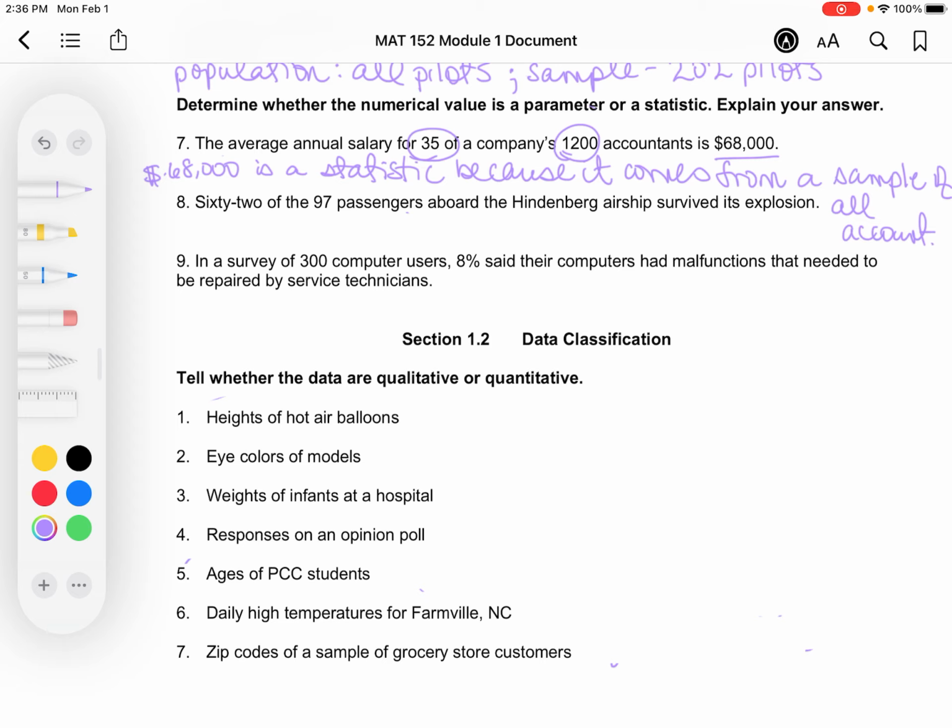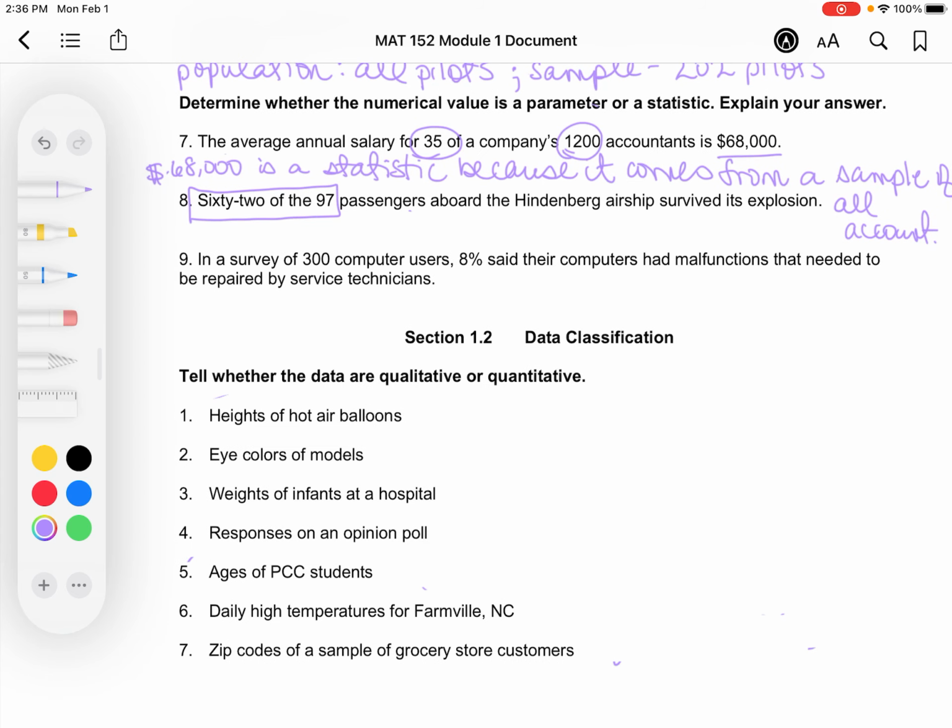Number 8, 62 of the 97 passengers aboard the Hindenburg airship survived its explosion. So we know the information about all the passengers. So 62 out of 97 is a parameter from the whole population of passengers.